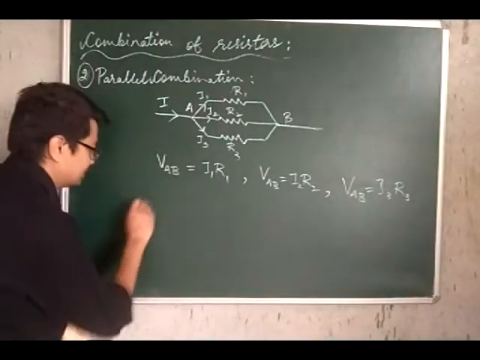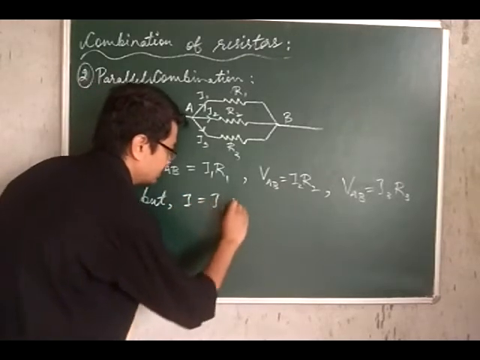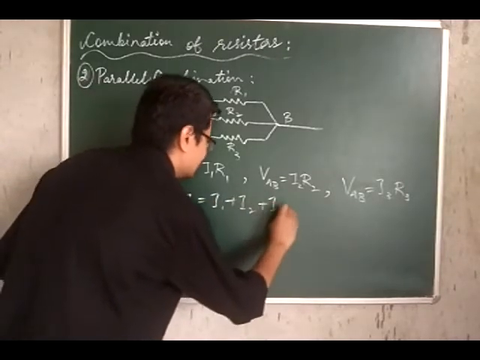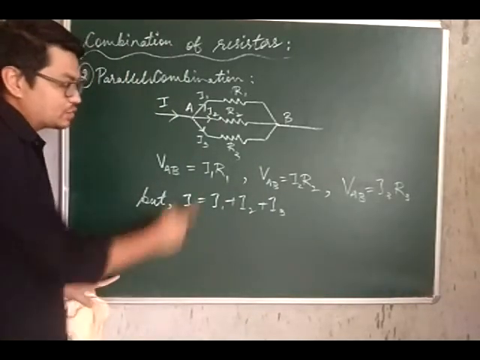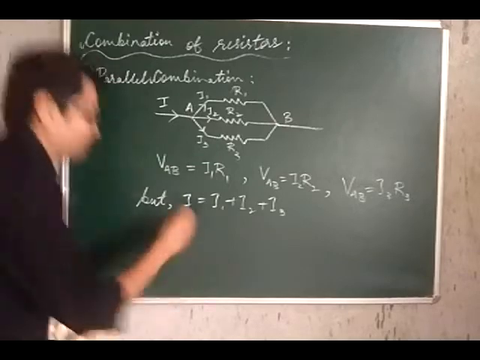This is what we can write. But we know I is I1 plus I2 plus I3. We know this. So from this equation, can I write I1 is VAB divided by R1?